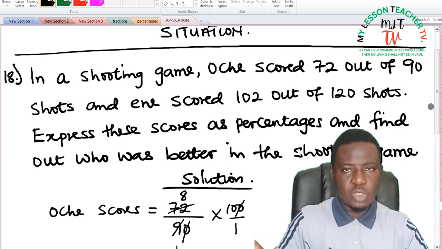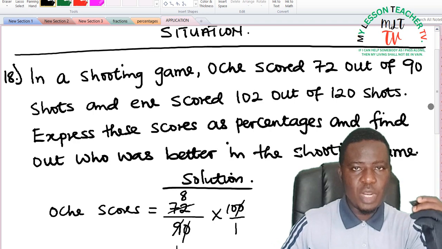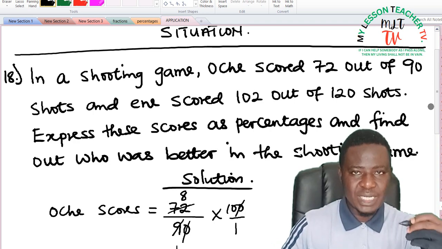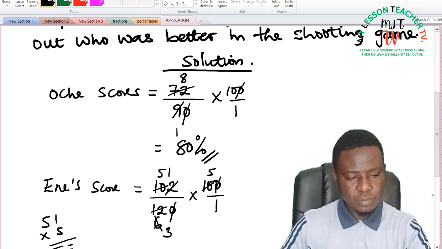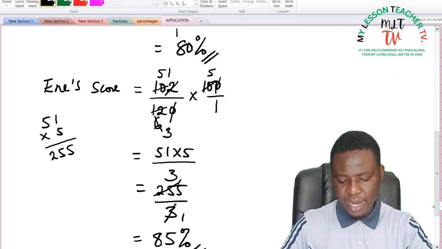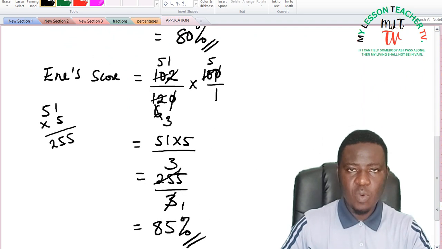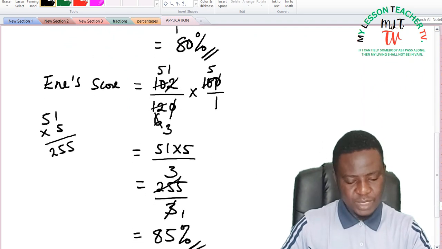So take note, the only way you can know who did better is when you have converted them into percentages or as a fraction. So in this case, Ene did better than Oche by a 5% difference because Ene scored 85% while Oche scored 80%.